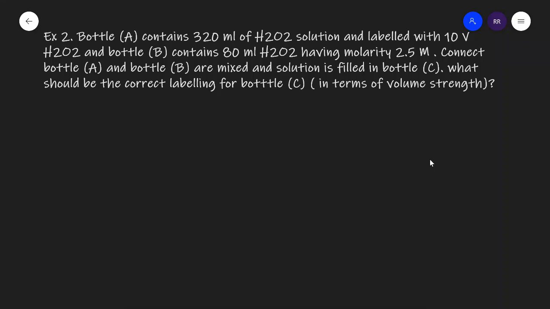Okay, here we have the second example, which is quite interesting. In this question, they have given that bottle A contains 320 ml of H2O2 solution, which is labeled as 10 volume. And bottle B contains 80 ml of H2O2 whose concentration, that means molarity, is 2.5. Now bottle A and bottle B are mixed, and the solution is filled in another bottle C. Then what should be the correct labeling for bottle C in terms of volume strength?